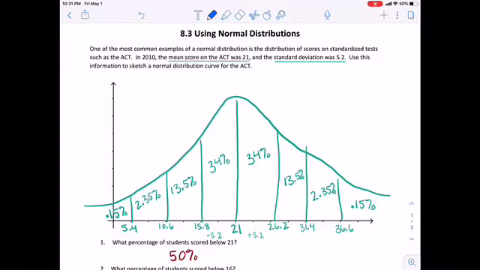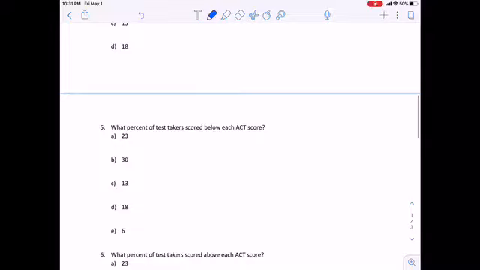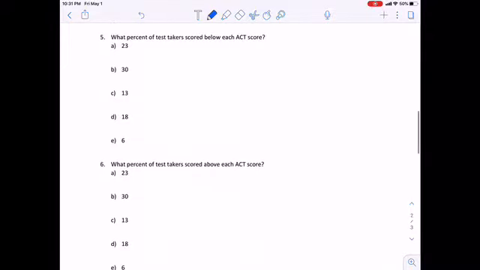In my last video, we talked about the front side of this assignment 8.3. Now we're going to go ahead and talk about the back side. So you should have finished the front side, and now we're ready for the back. Notice problem 5 says, what percent of test takers scored below each ACT score.